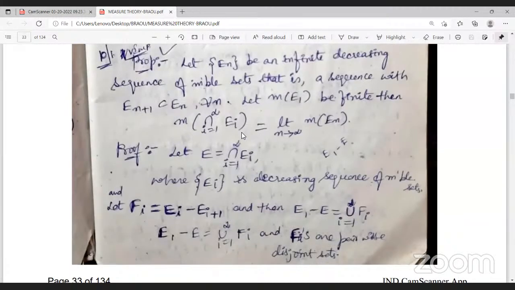Infinite decreasing sequence of measurable sets, the sequence with pn plus 1. What is the meaning of that? It means decreasing. M of e1 is finite, then this is a theorem proof.